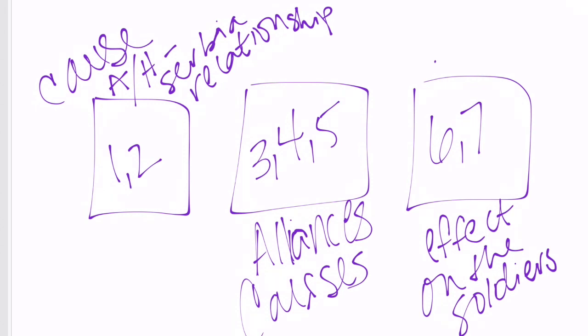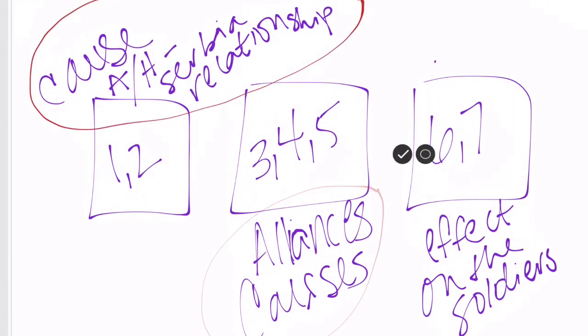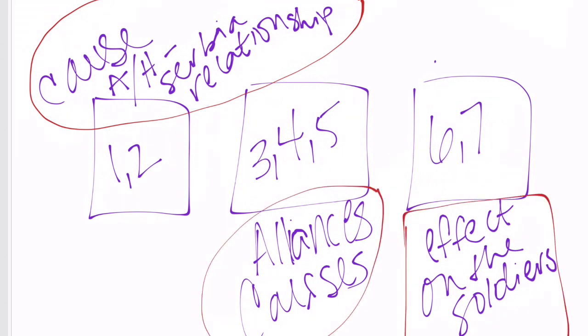You can say the causes of World War I were the relationship between Austria-Hungary and Serbia and alliances between other European countries. The effect of World War I greatly affected the soldiers. Then each one of these is going to be a topic sentence. So your first topic sentence would be one cause of World War I was the relationship between Austria-Hungary and Serbia. Then you'll go into documents 1 and 2.